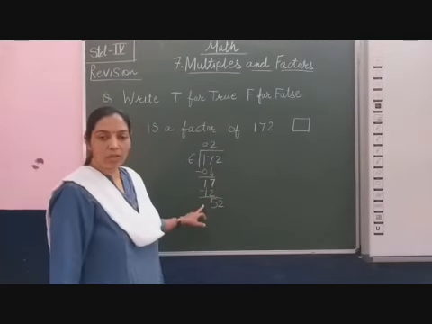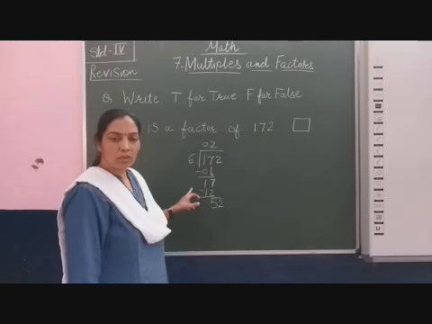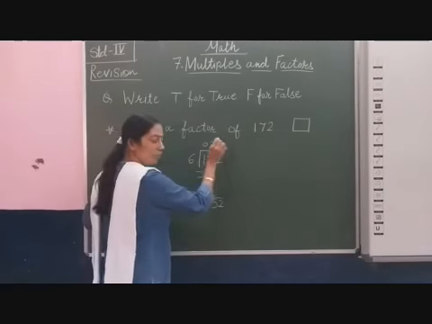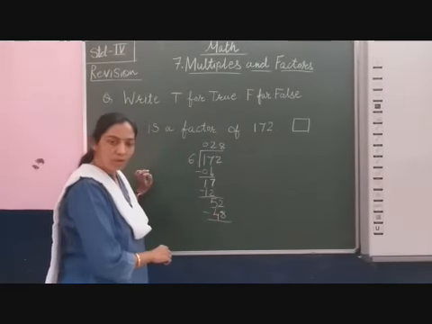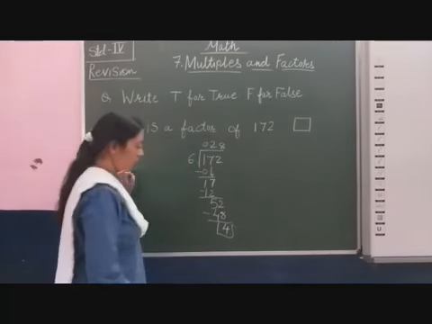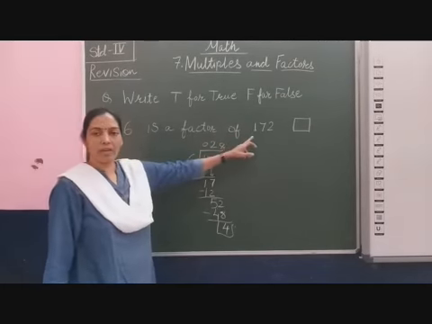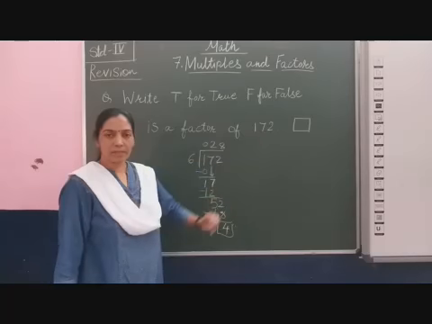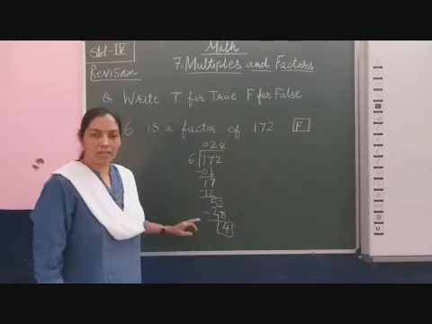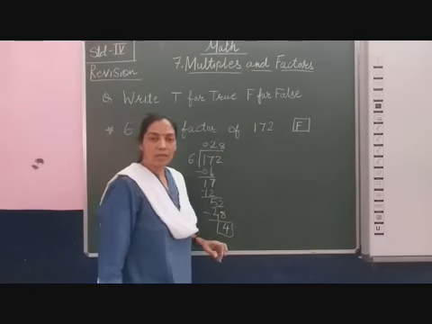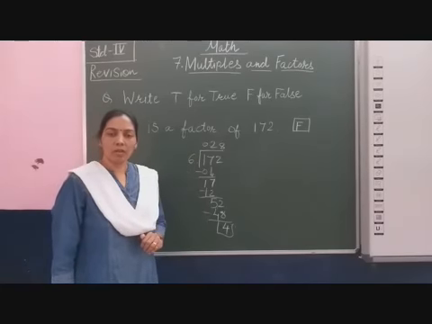Yes, we bring down 2. Now 52: in the table of 6, 6 8s are 48. So what is the difference here? The difference is 4. That means we say that 6 is the factor of 172 is false. Why? Because when we divide 172 by 6, we get the remainder 4. So we can say that 6 is not a factor of 172.